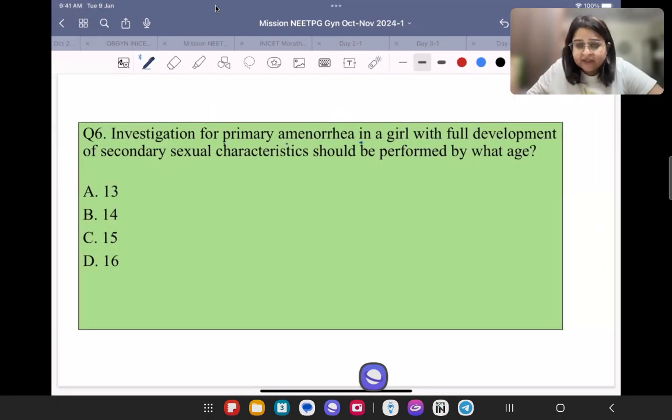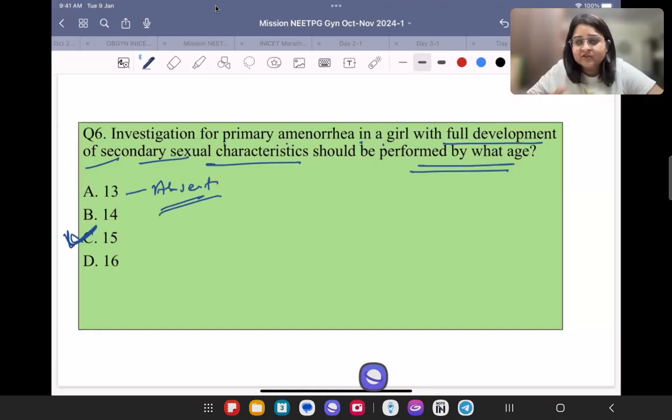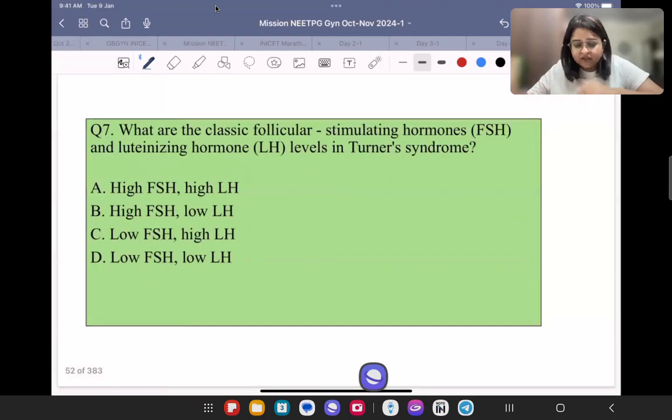Investigations for primary amenorrhea in a girl with full development of secondary sexual characters should be performed by what age? By the age of 15. If they were absent, then by the age of 13. Okay, so definition itself can come as a question.